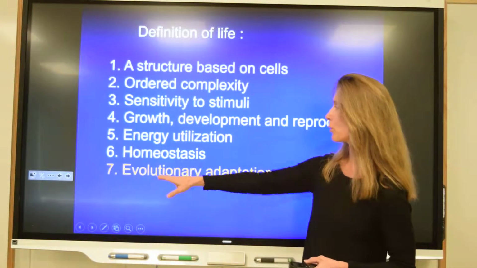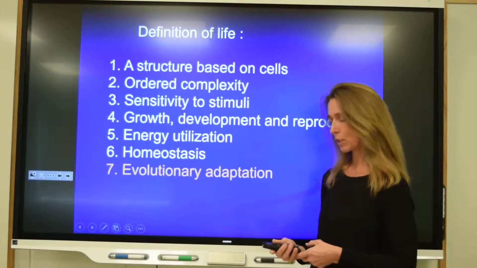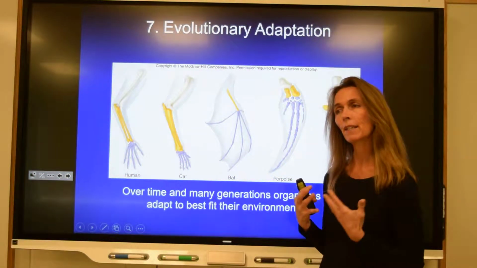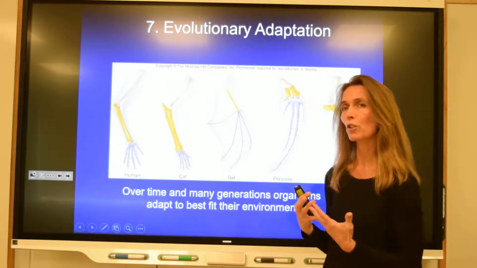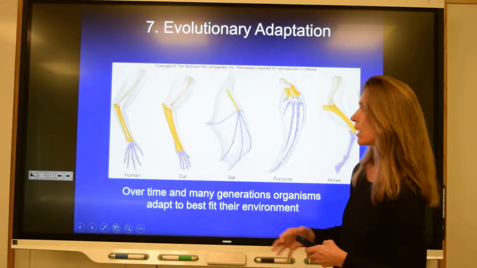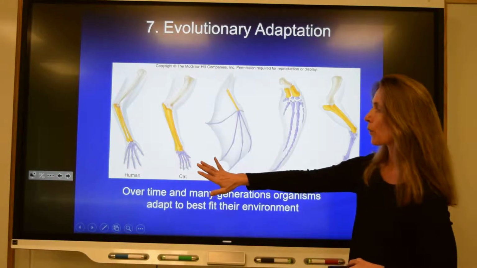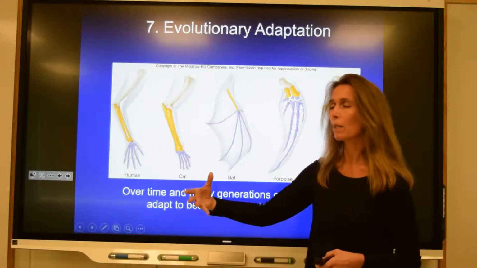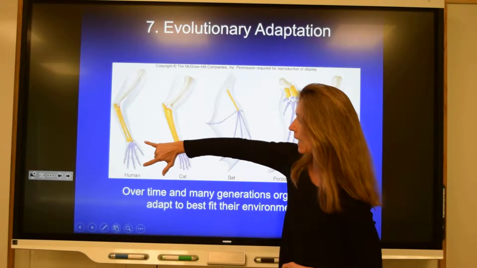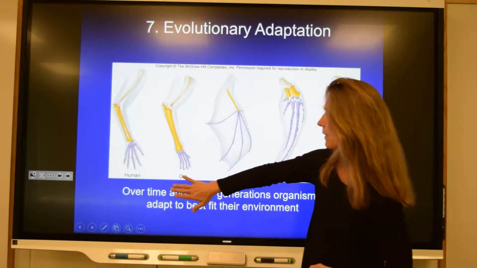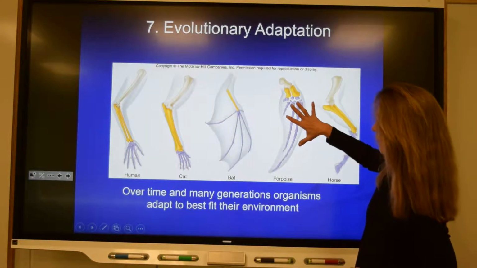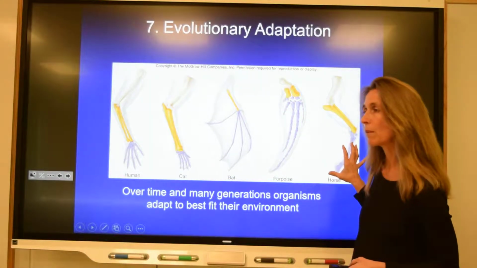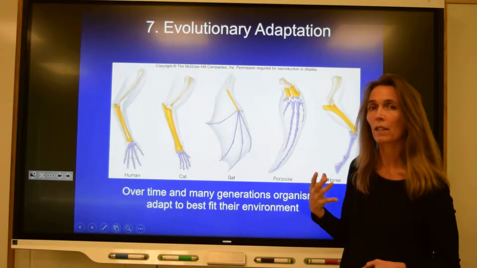And finally, evolutionary adaptation. This is when organisms over time adapt to their unique living environments, and structures within those organisms change. One good example here is how the forelimbs have changed over time in mammals. Here you can see the hand bones in humans, in cats, in bats, in porpoises, and in horses, who all live in different environments and are adapted to different living styles.